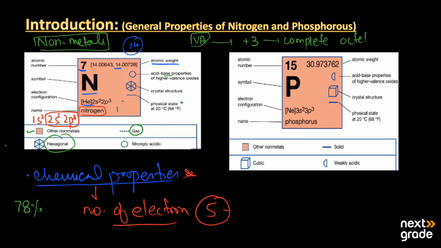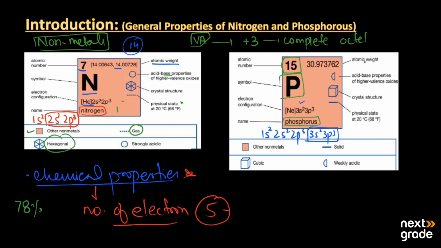After nitrogen, we have phosphorus. Phosphorus is also a non-metal. It belongs to group 5A. Its atomic number is 15. The symbol we use is P, and the name is given as phosphorus. Its electronic configuration is like neon, which has a total of 10 electrons: 1s2, 2s2, 2p6, 3s2, and 3p3. The valence shell contains 5 electrons.